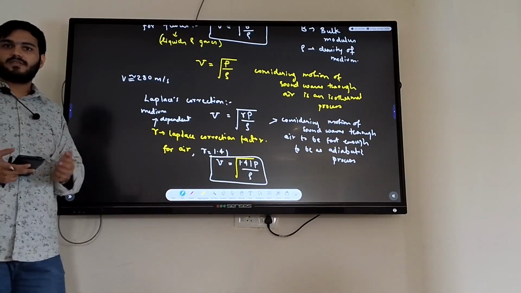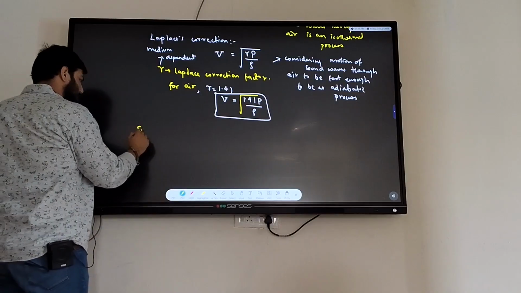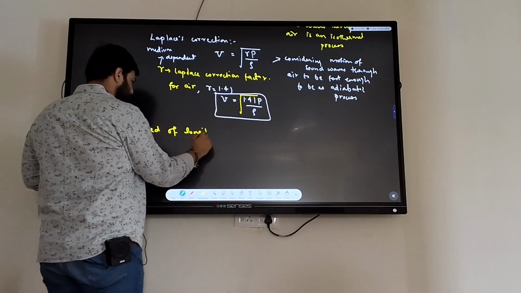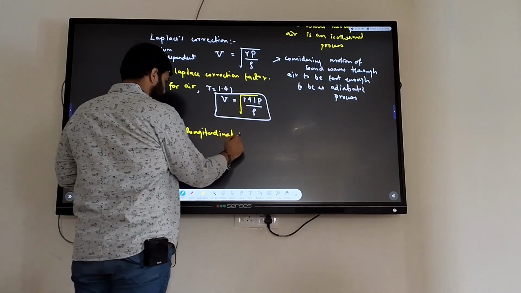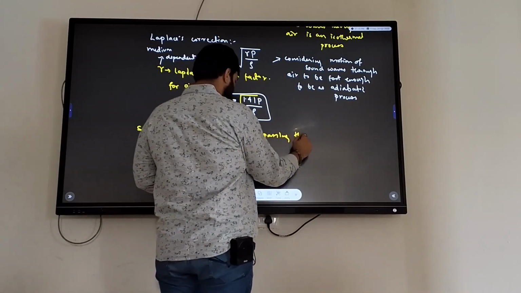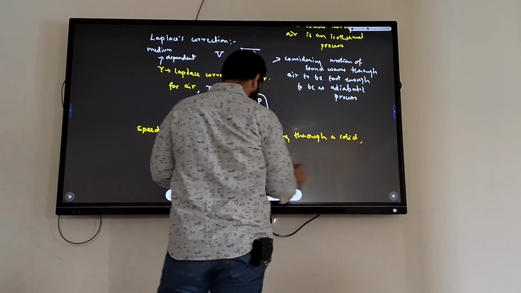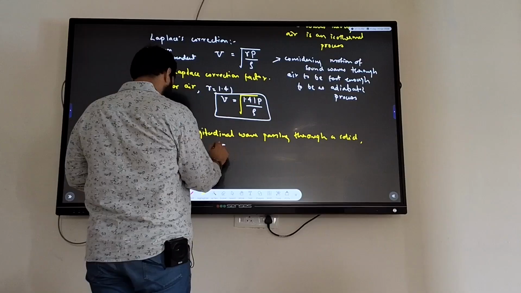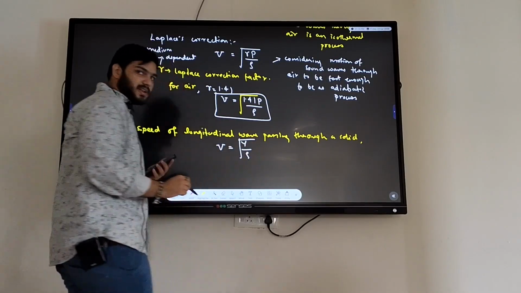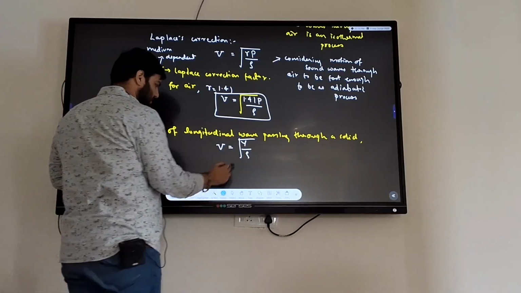What if it is going through a solid? Then what will be the value? The speed of a longitudinal wave passing through a solid, and that is V is equal to root of Y by rho. What is Y called? Anybody knows? Young's modulus. Yes, what is the Young's modulus?